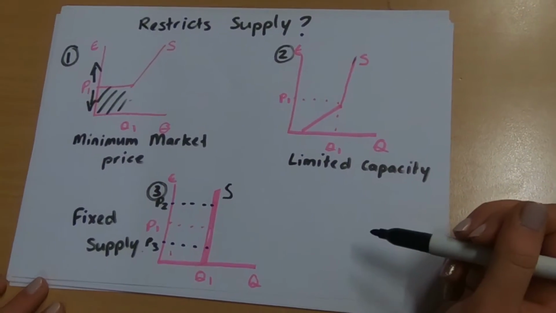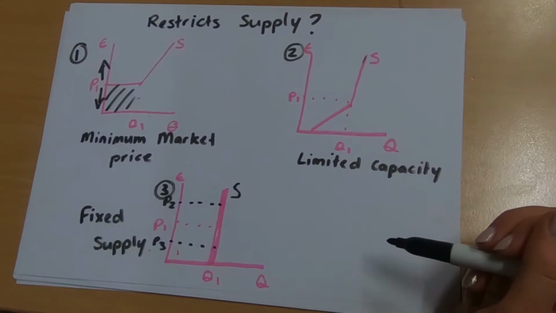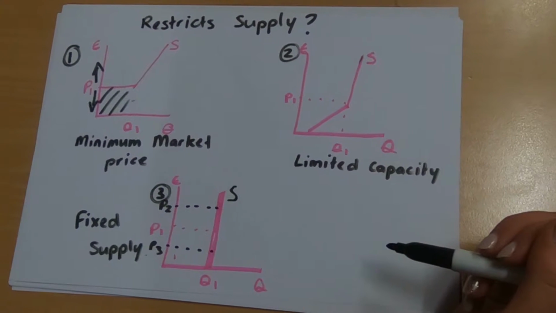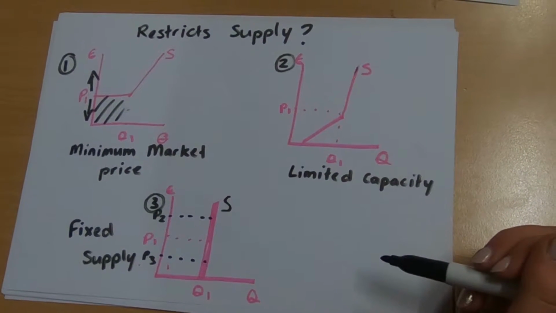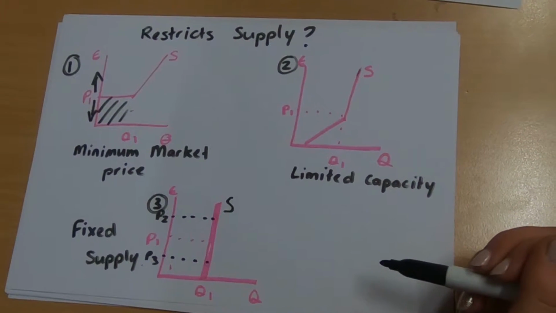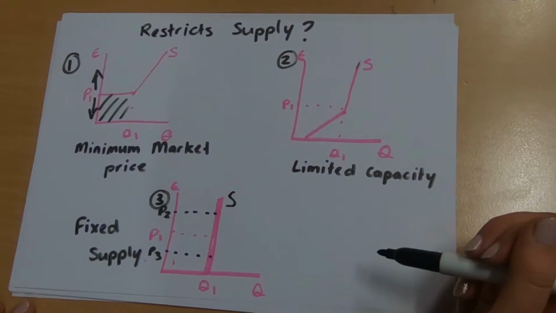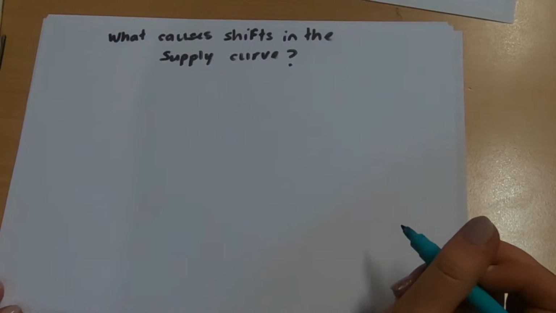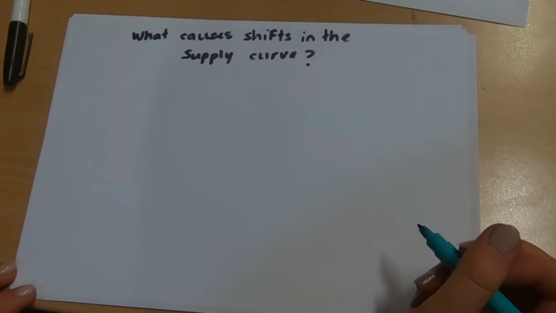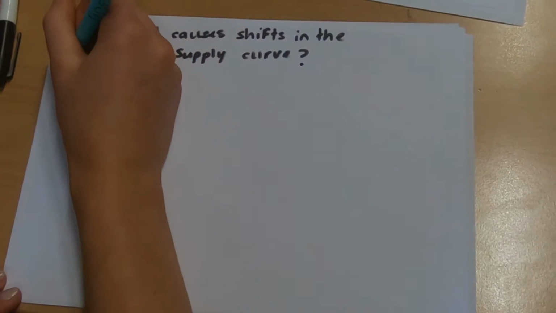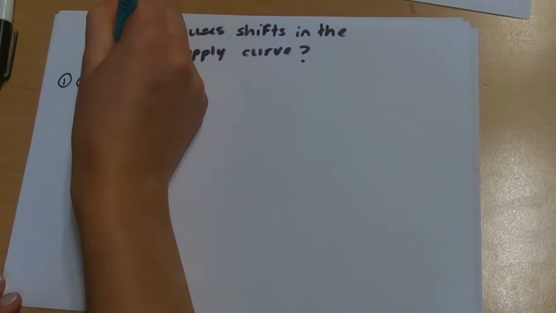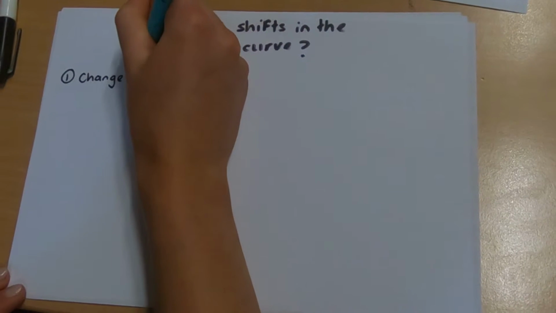An example of this may be the capacity of a stadium for your favourite concert. No matter how much you're willing to pay, the stadium owners cannot increase the seating capacity in the concert. So now we're going to talk about what causes shifts in the supply curve. First and foremost, the change in the price of the good itself causes a shift in the supply curve.